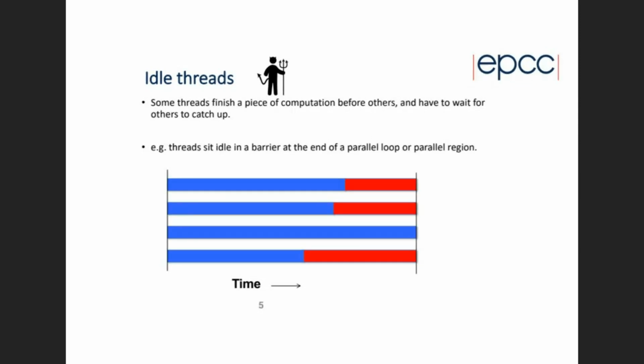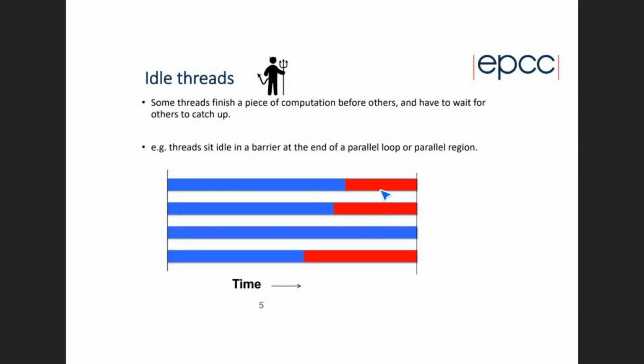So this is meant to be some sort of activity diagram or activity trace. It is supposed to represent the activity of 4 threads with time running from left to right. Suppose this is the start of a parallel region or loop, and the blue stuff is threads doing useful computation, but it turns out that the 3rd thread takes longer than the others.